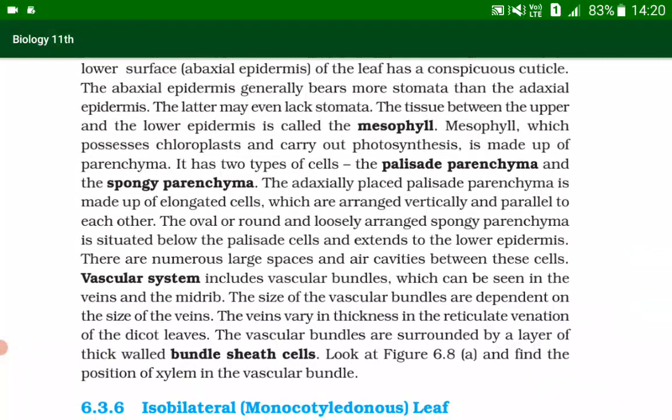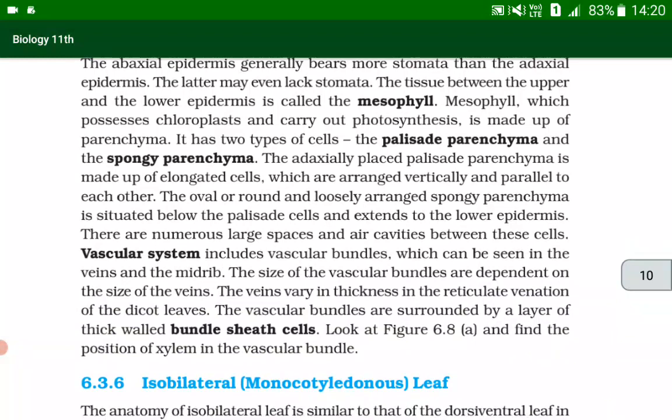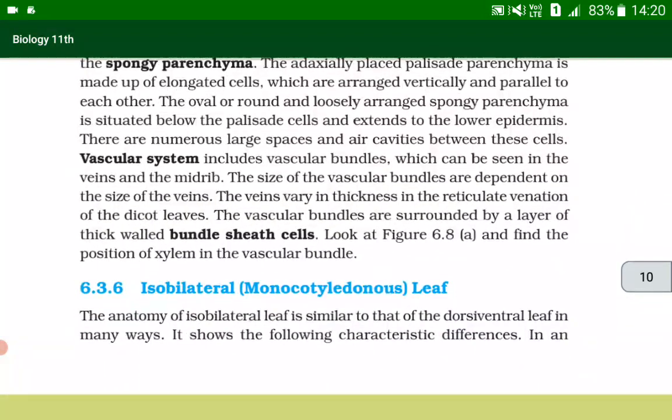Vascular system includes vascular bundles which can be seen in the veins and midrib. The size of the vascular bundles is dependent on the size of the veins. The veins vary in thickness in the reticulate venation of the dicot leaves. The vascular bundles are surrounded by a layer of thick-walled bundle sheath cells. Look at Figure 6.8a and find the positions of the xylem in the vascular bundle.